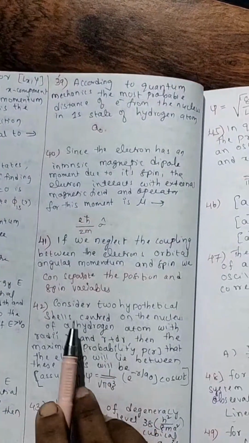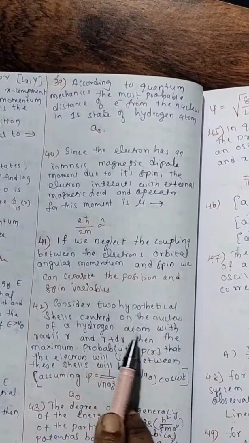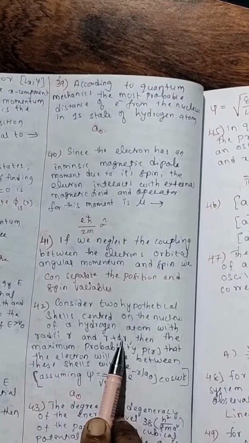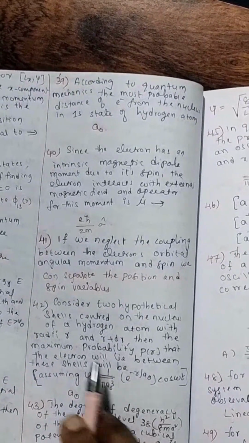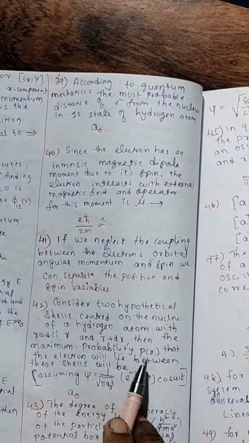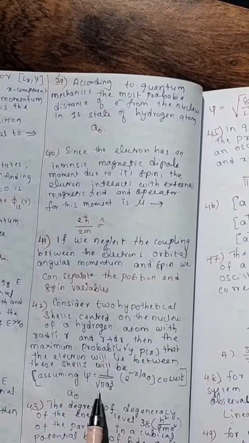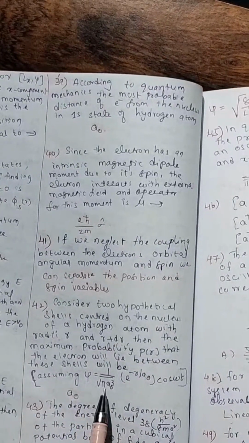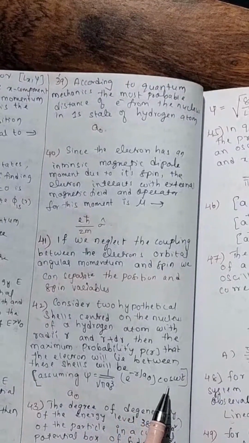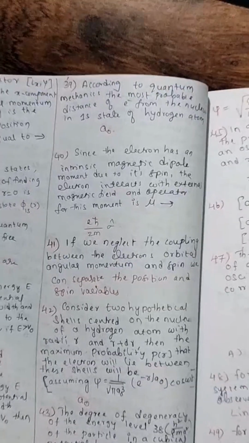Now consider two hypothetical shells centered on the nucleus of a hydrogen atom with radii r and r plus dr. Then the maximum probability P of r that the electron will lie between these shells will be, assuming psi equal to 1 by root pi a naught cube e to the power of minus r by a naught cos omega t. Okay, the answer will be a naught.